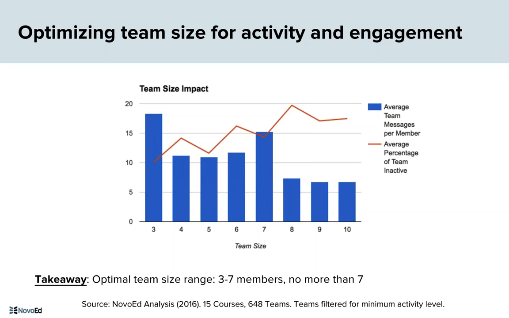So what's the takeaway? Well, the takeaway here is the larger the team, the more inactive the team will be. And after about 7, the average amount of participation drops. As such, we generally recommend teams be in the area of 3 to 7, but really not more than 7, as there will be a more significant drop-off there.